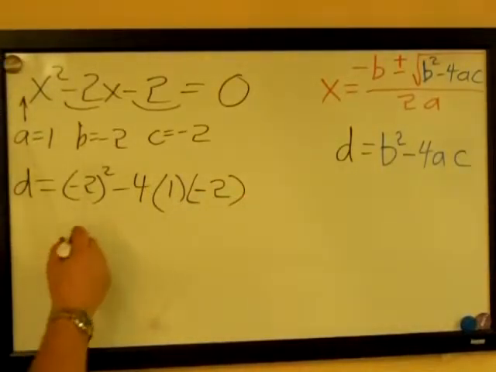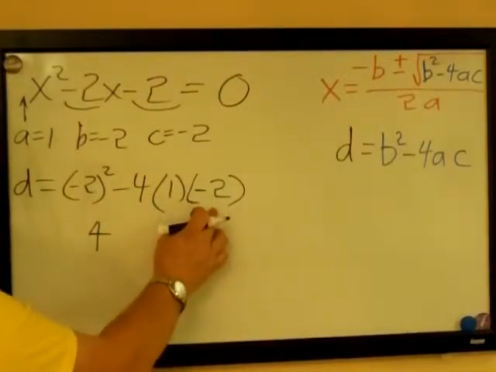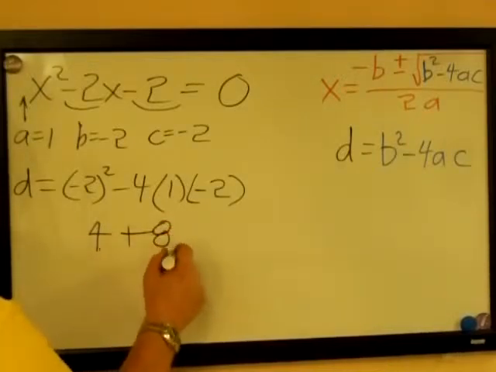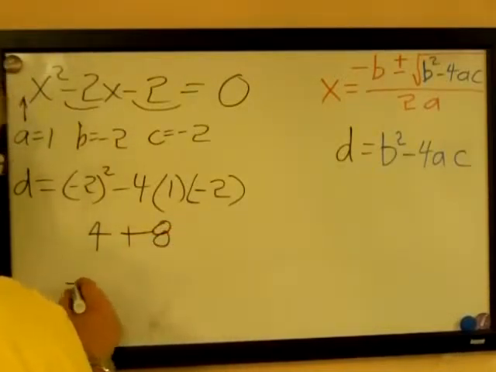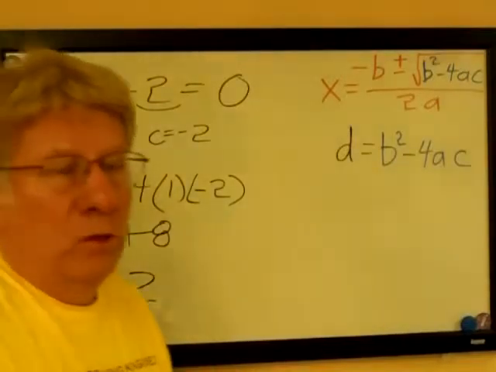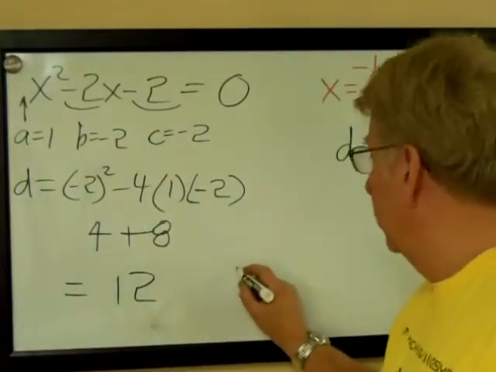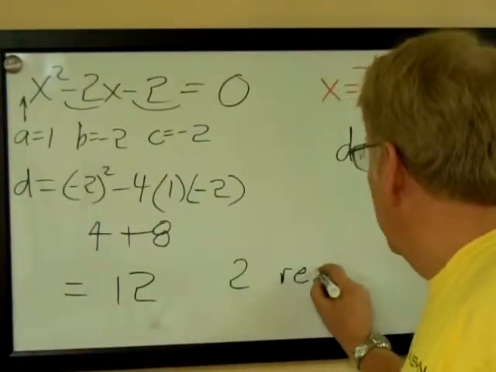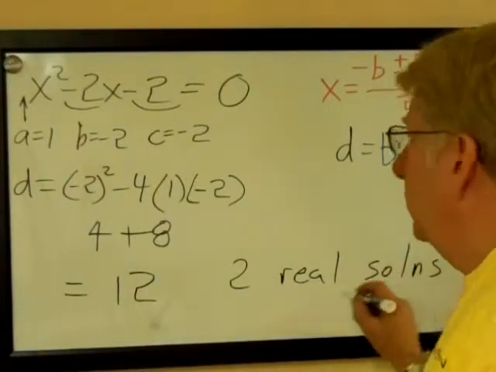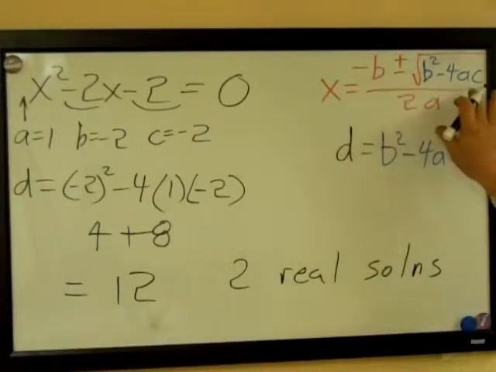Minus 2 squared gives us 4. Minus 4 times minus 2 gives us a positive 8 times 1. So we have plus 8. So our discriminant is 12, which is a positive number. So if we have a positive number, then that means that we have two real solutions. And that's what the discriminant test does for us. It just gives us a heads up as to how many solutions we're going to have when we plug these into this quadratic formula.